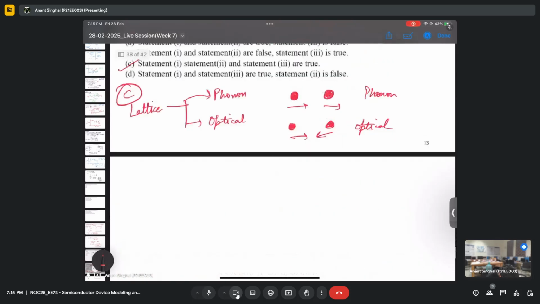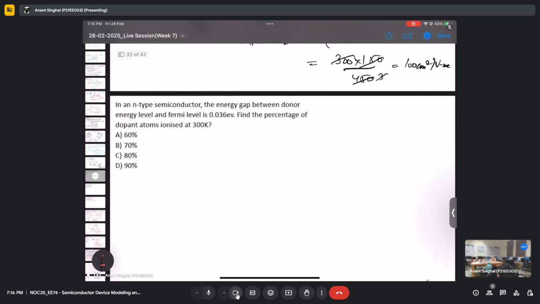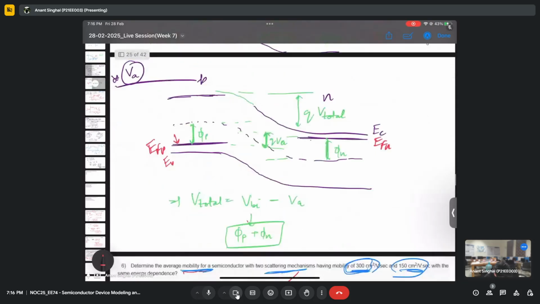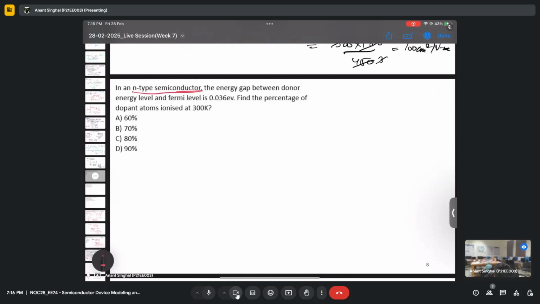I have a similar problem like this, I guess. One more. Let's do that also. Yeah, this is the problem. Again, we have a similar problem in which it says that for the n-type semiconductor, the energy gap between the donor and the Fermi level is given. So ED minus EF is 0.036. We need to find the percentage of dopant ions. This is the reverse of the previous. One thing is given, we need to find the second. So just do it and let me know what is the answer quickly.